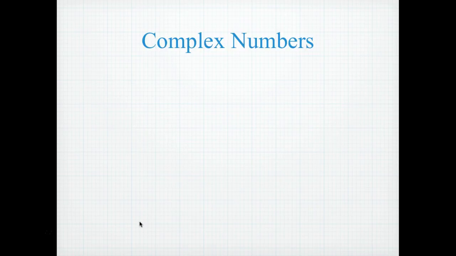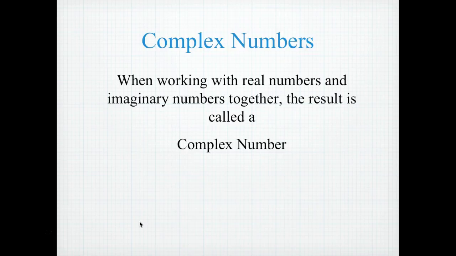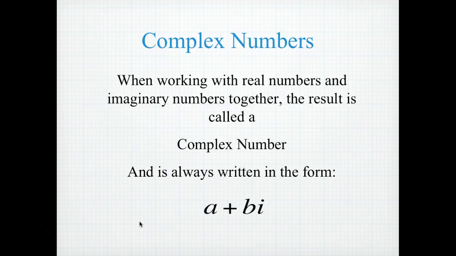Finally, we move on to complex numbers. When working with real numbers and imaginary numbers together, the result is called a complex number. Complex numbers are always written in the form a plus bi, where a represents the real part of the number and b represents the imaginary part of the number.